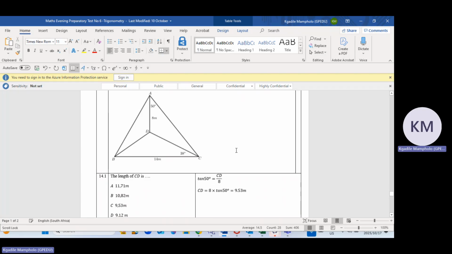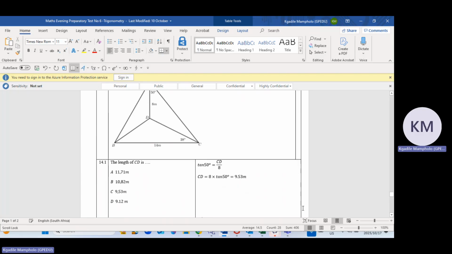Then we'll say tan 50 degrees equals CD over the given value there, which is 8. Then when you cross multiply, CD will be 9,53.